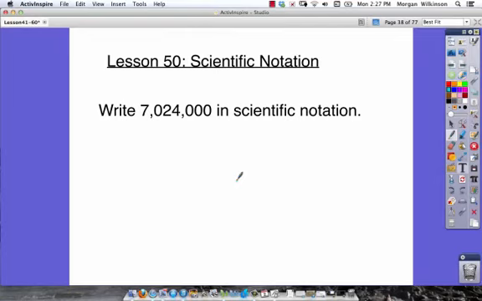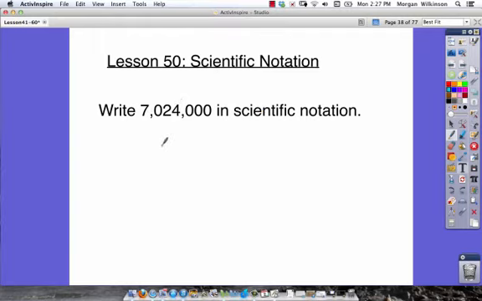Lesson 50 today is about scientific notation, and we use scientific notation to help us write really big numbers or really small numbers. Now, our first problem is to write 7,024,000 in scientific notation. Whenever we write a number in scientific notation, we're going to follow this process.